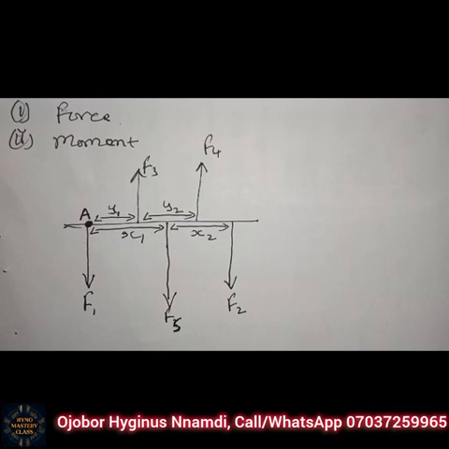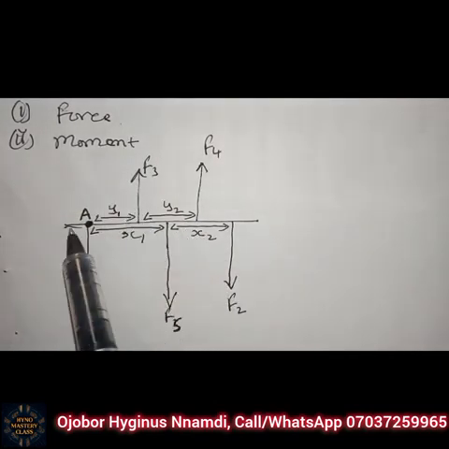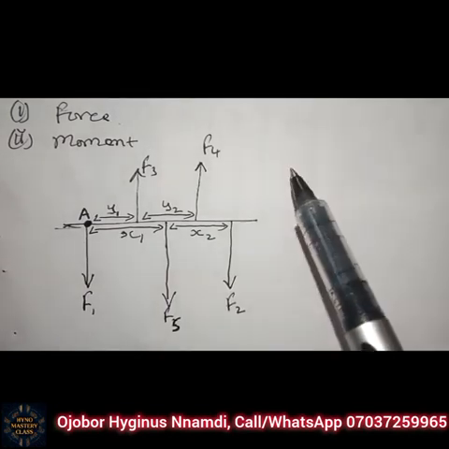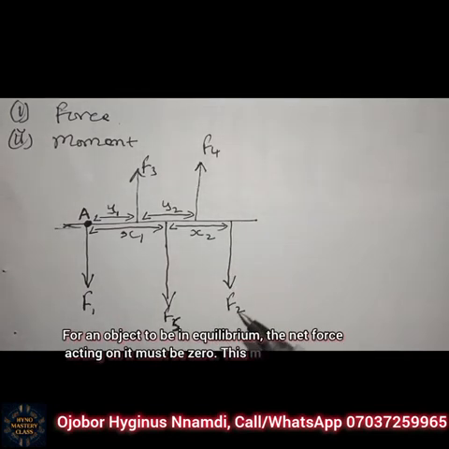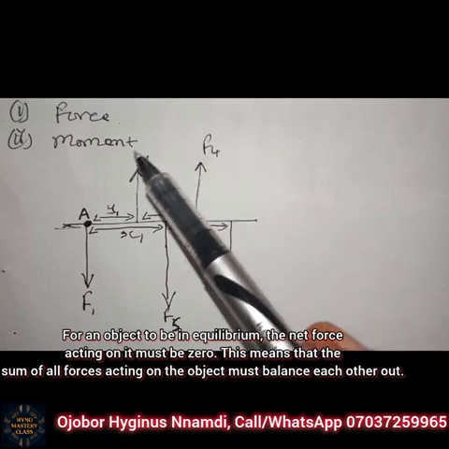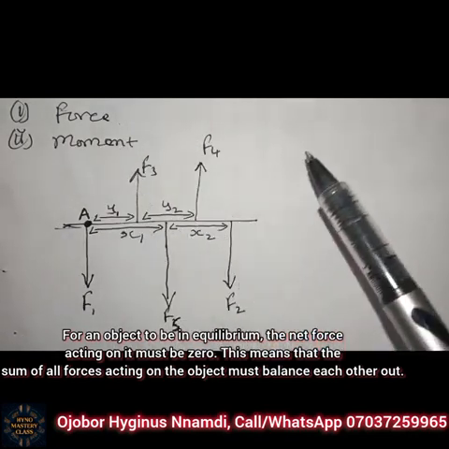So if we are talking about the force, which is one of the conditions for this body, that is this plane, to be in equilibrium, it is a condition of force. What it states is that the resultant of all the forces that act on the body must be zero. That is, if we find the resultant of all these forces put together, it should be equal to zero.